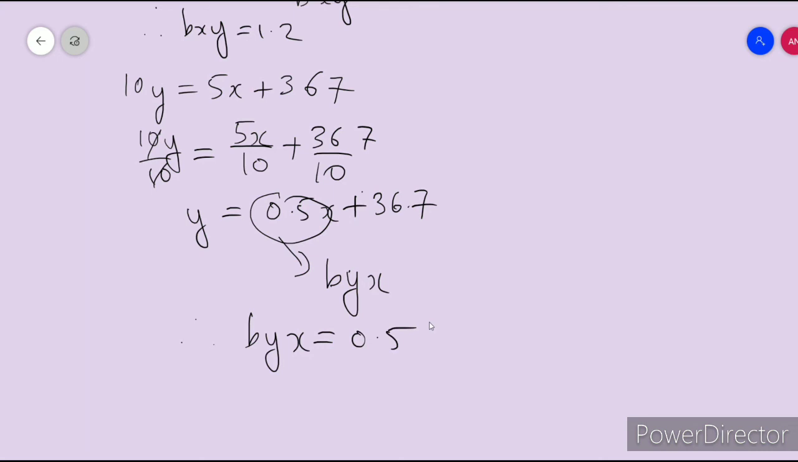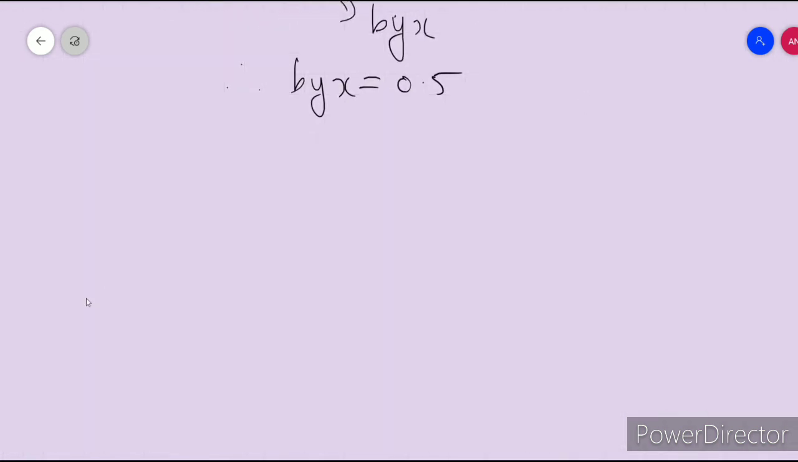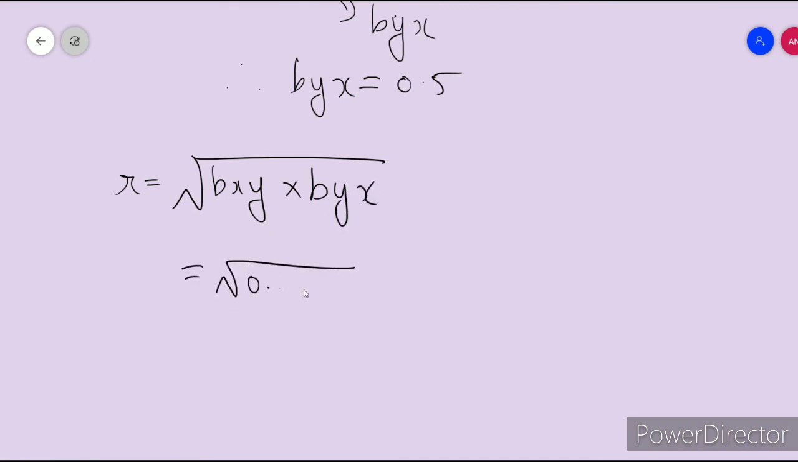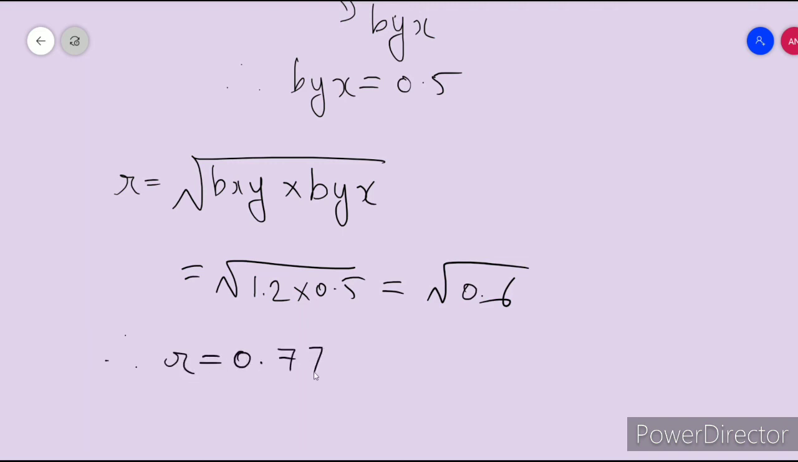So now we can simply use the relationship between the correlation coefficient and the regression coefficients, where r is the geometric mean of the two regression coefficients. So first write the values: bxy is equal to 1.2, byx is 0.5, so r is equal to the square root of 0.6. So therefore your correlation coefficient is equal to 0.77. So that is how you find out the correlation coefficient when you know either the regression equations or the regression coefficients.